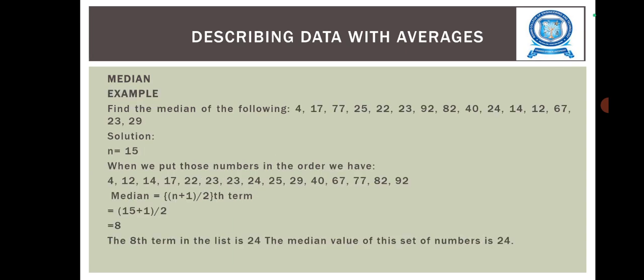For example, find the median of the given set of data. Here the number of values in the set is n equal to 15. When we put those numbers in order, that means we write lowest to greatest number. So median equal to the (n plus 1) divided by 2th term. So 15 plus 1 divided by 2, you will get 8. So the 8th term in the list is 24. So the median value of this set of numbers is 24.